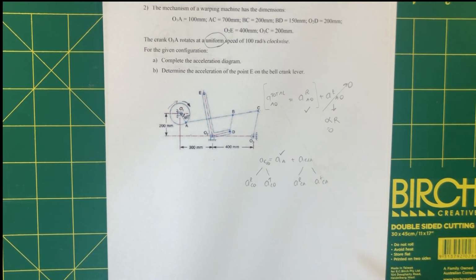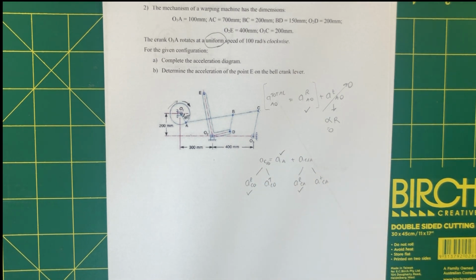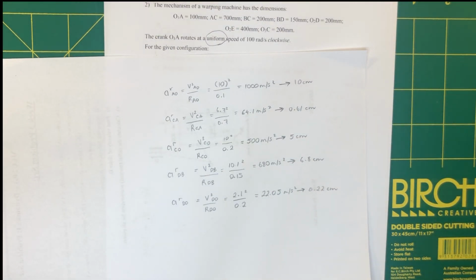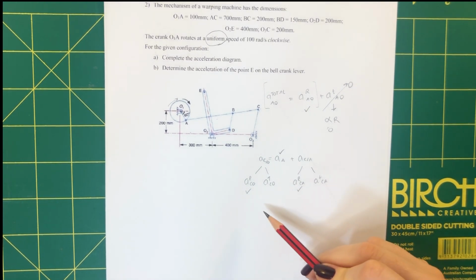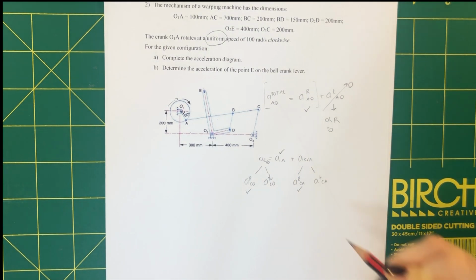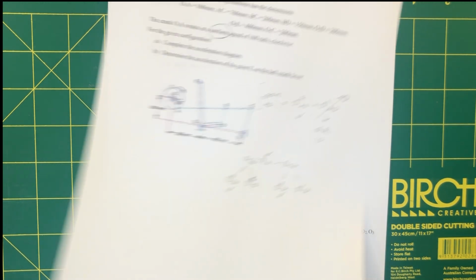Of these 4 lines, we know 2 of them. We know the radial component of C and the radial component of C relative to A. This was done from your velocity diagram, and I have my list of calculations ready. We're going to draw in the 2 radial components, which we know. We can then draw in the tangential acceleration lines, and where they cross, that's going to be point C.